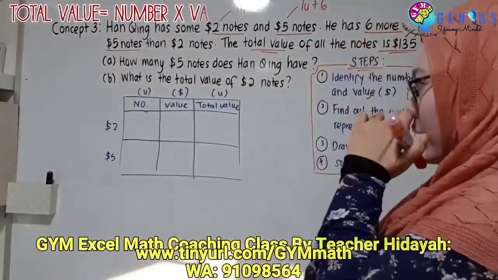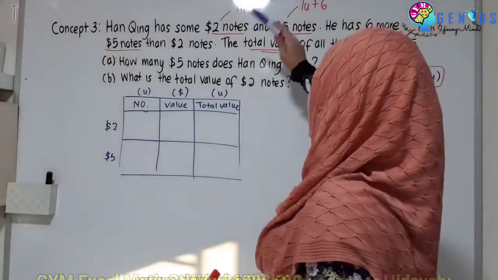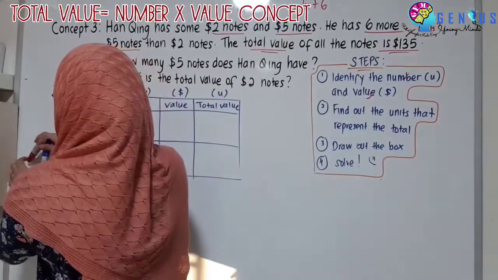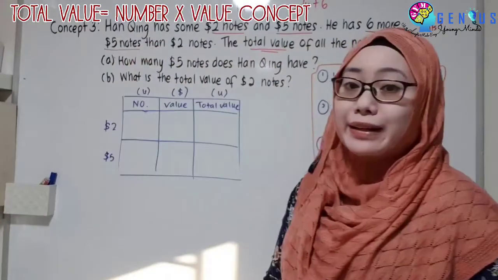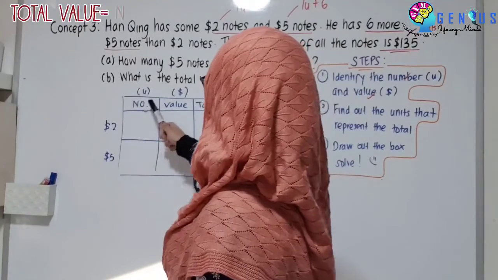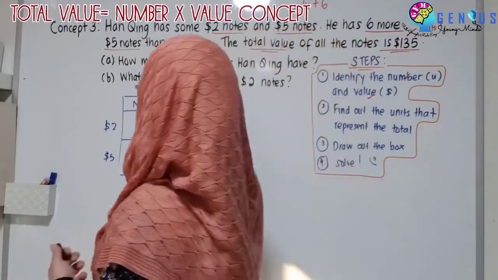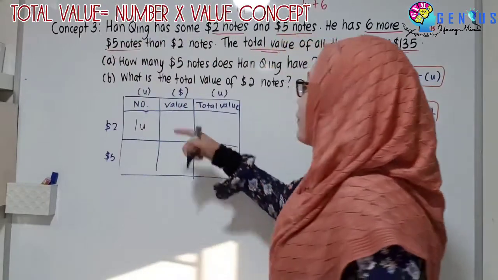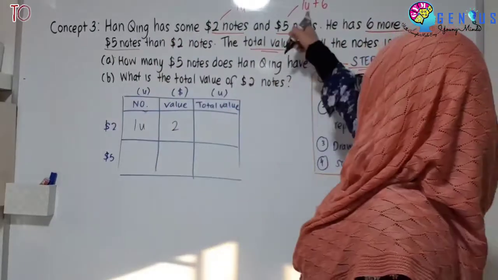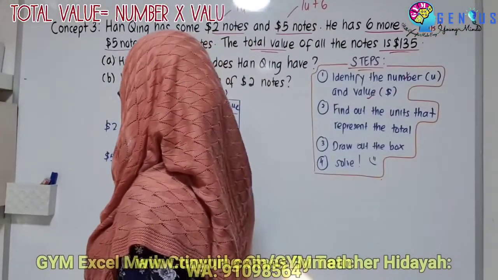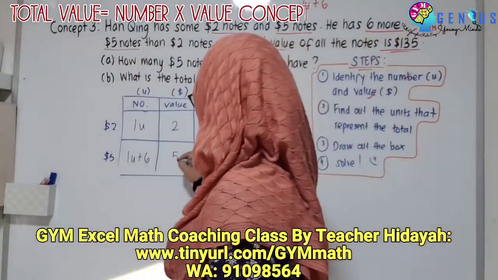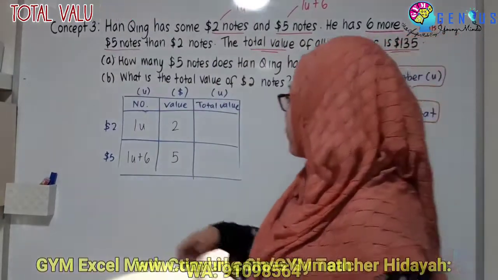For every table, we are supposed to fill up the table with the information given. For total value questions, it is very straightforward once you have the information in the table, believe me. For the number of $2 notes, how many units? 1 unit. So we put there 1 unit. What's the value of $2 notes? $2. Now $5. What's the unit representing it? 1 unit plus 6. What's the value? 5.